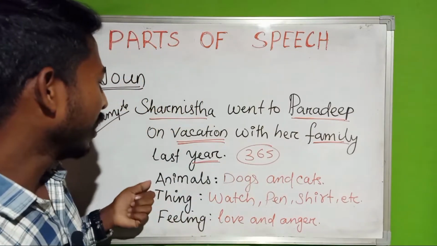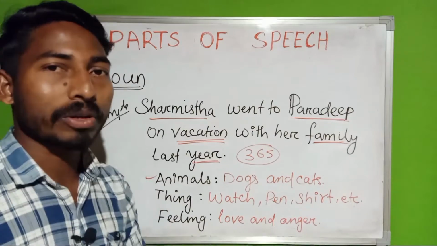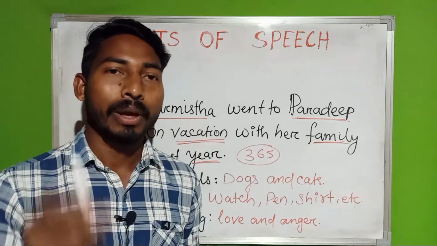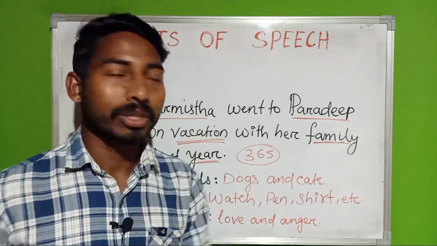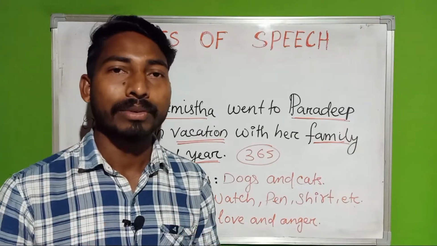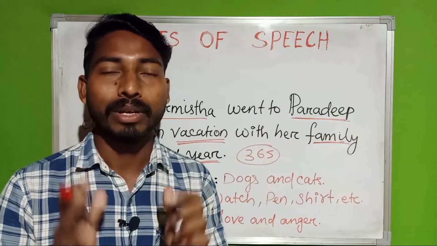And now let's see the other examples present here. For the animals we can say dogs and cats, and for the things we can say watch, pen, shirt, etc. And for the feelings we say love, anger. Okay, so all these things can be the examples of nouns.